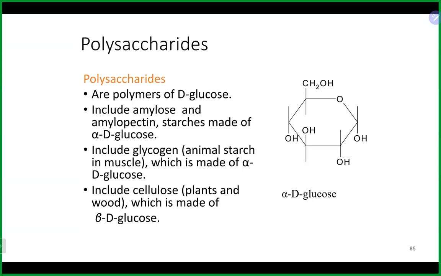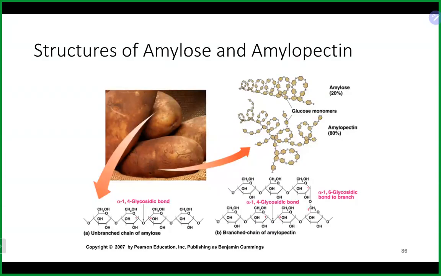They include amylose and amylopectin. These are starches that are made of alpha D-glucose. They also include glycogen, which is also made of D-glucose, and cellulose, which is plants and wood, made of beta D-glucose in this case. So that's our glucose molecule, and a bunch of those together will make each of these polysaccharides. So let's start with our potatoes here.